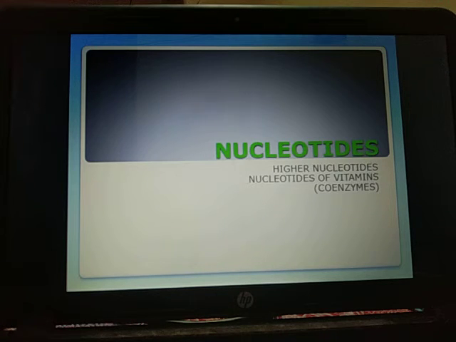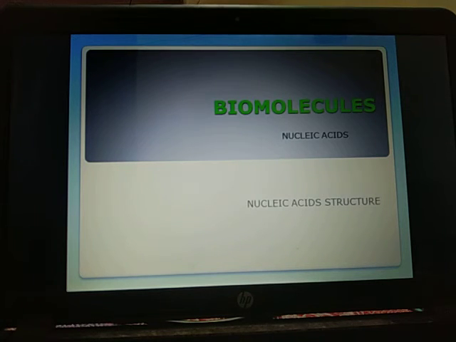Now, next we'll move to the nucleic acids. Nucleic acids are long chain macromolecules which are formed by end-to-end polymerization of a large number of repeated units called nucleotides. Nucleic acids show a variety of secondary structure. There are two types of nucleic acid, that is deoxyribonucleic acid or DNA and ribonucleic acid or RNA. Now let's discuss the structure.